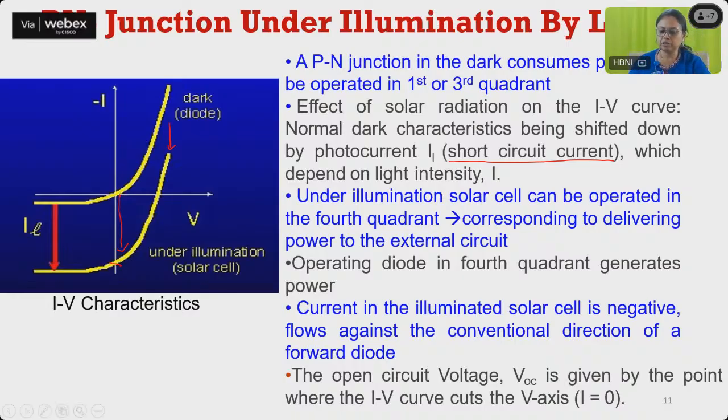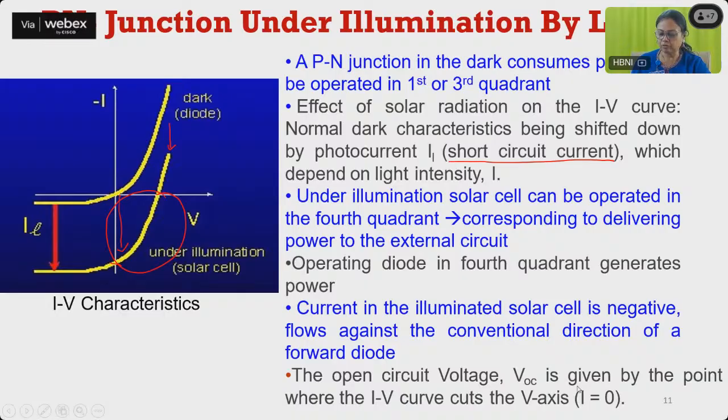Under illumination, a solar cell can be operated in the fourth quadrant. This fourth quadrant is the operating region for a solar cell. When it is operated in this fourth quadrant, it corresponds to delivering power to the external circuit. So operating the diode in the fourth quadrant generates power, and we are getting I and V. The current in the illuminated solar cell is negative, so it flows against the conventional direction of a forward bias.